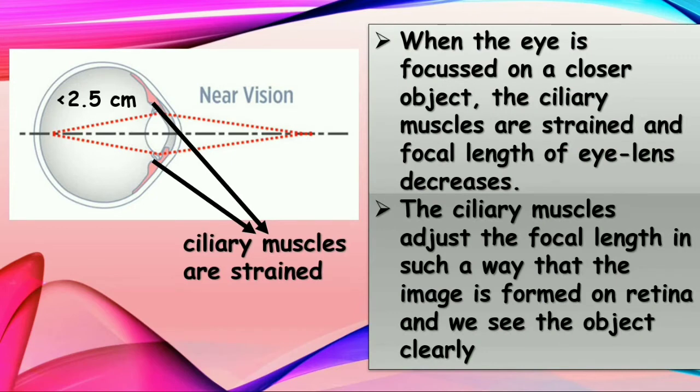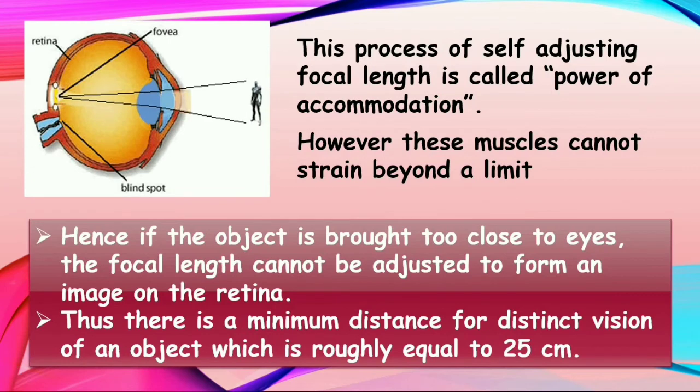Now, when the eye is focused on a closer object, the ciliary muscles are strained and the focal length of the eye lens decreases. The ciliary muscles adjust the focal length in such a way that the image is formed on the retina and we can see the object clearly. Hence, here it is less than 2.5 centimeters. This process of self-adjusting focal length is called power of accommodation.